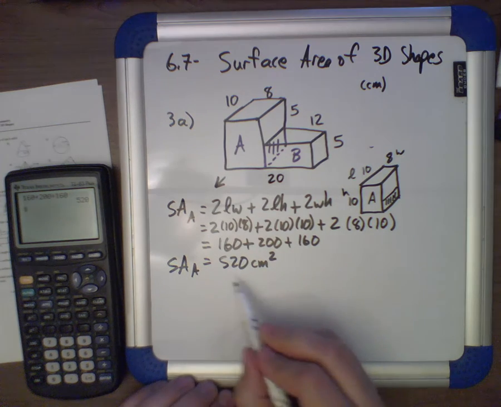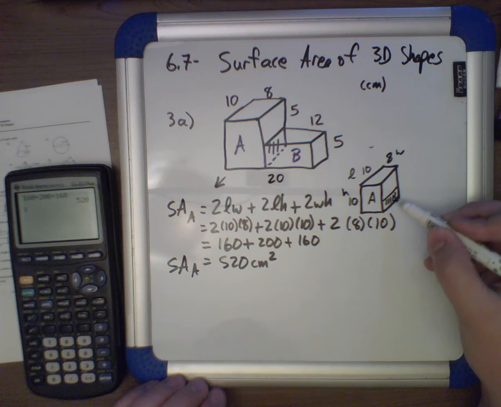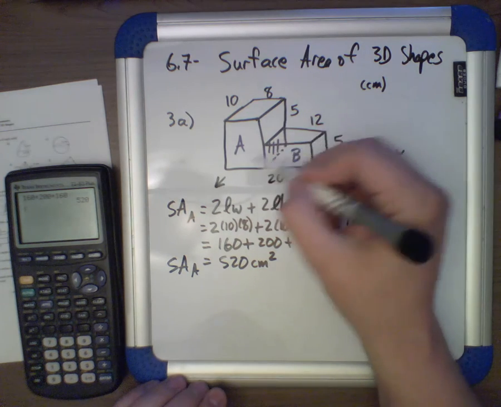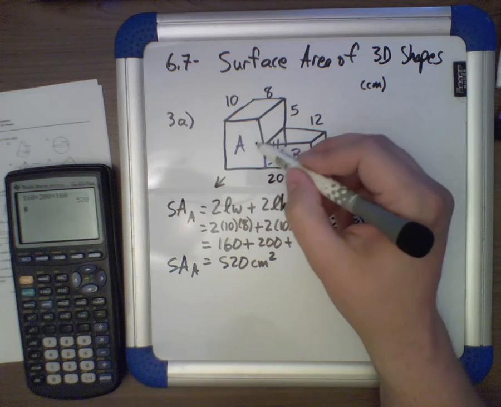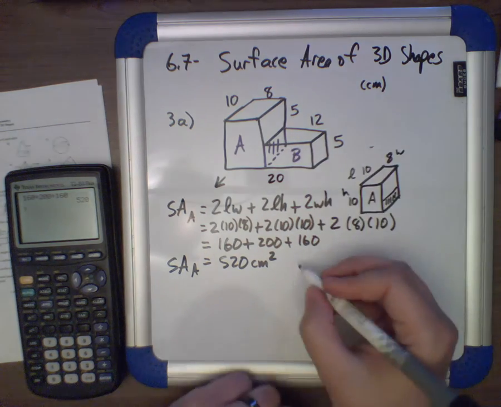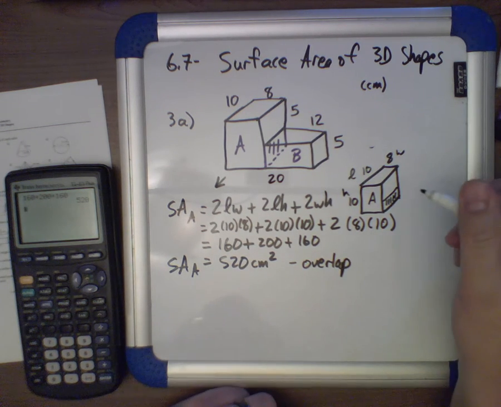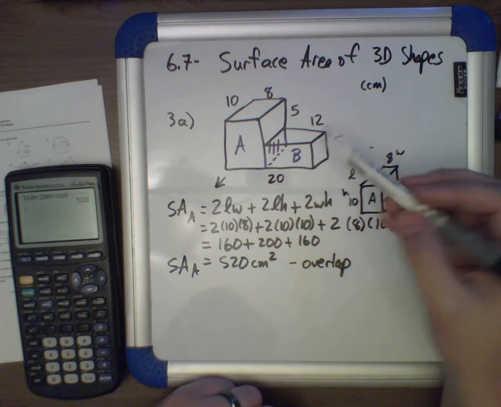So surface area of A is 520 centimeters squared, but don't forget this part here, the shaded area. So we just found the surface area of this whole rectangular prism. I need to subtract the shaded area now. So I'm just going to call that overlap. How big is that overlap? Well, let's figure it out.